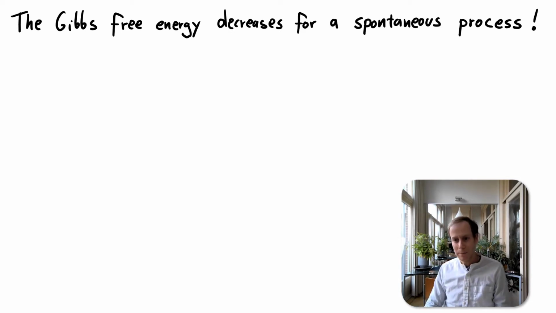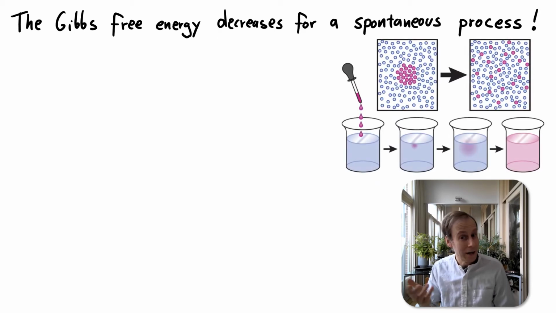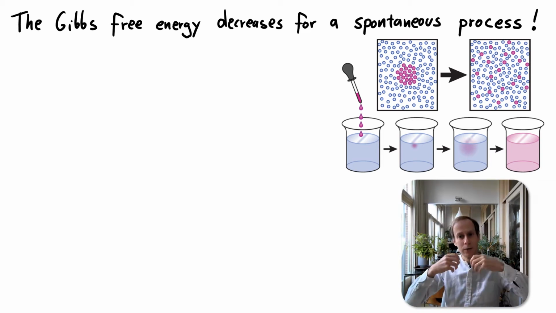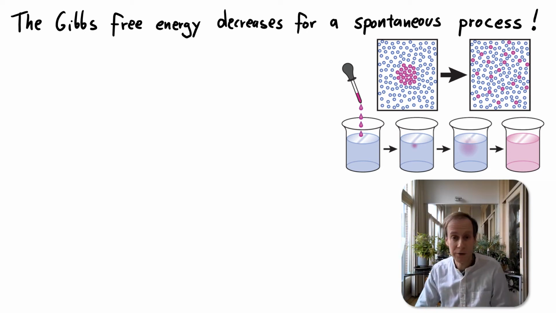process. What do I mean with a spontaneous process? An example is when you add a few droplets of a dye into a beaker filled with a liquid, with a solvent. Over time, the dye will mix with the solvent and uniformly distribute within that beaker. That's spontaneous. That will always happen. It will not go the other way around, so that all the dye molecules will concentrate again into a droplet. That's not spontaneous, but the distribution of the dye is spontaneous.